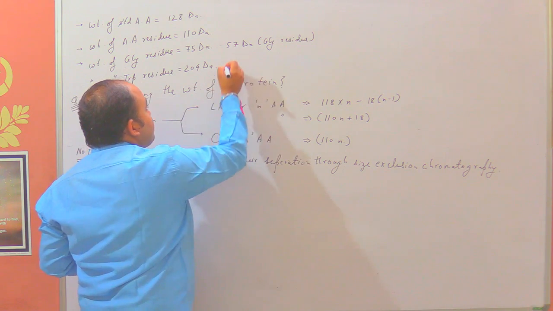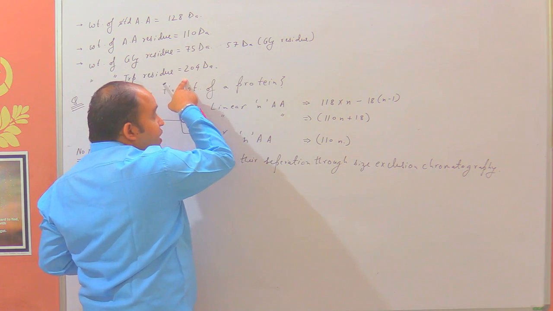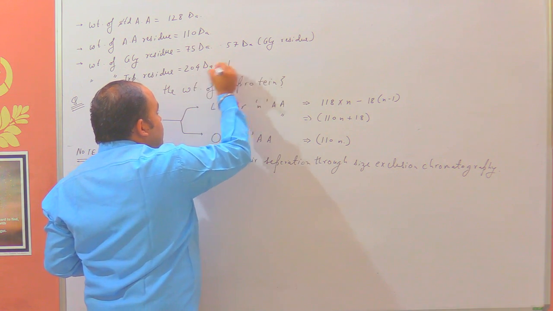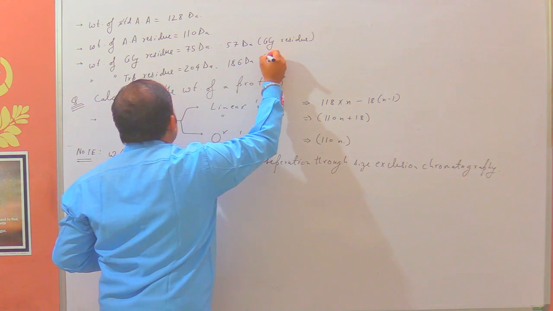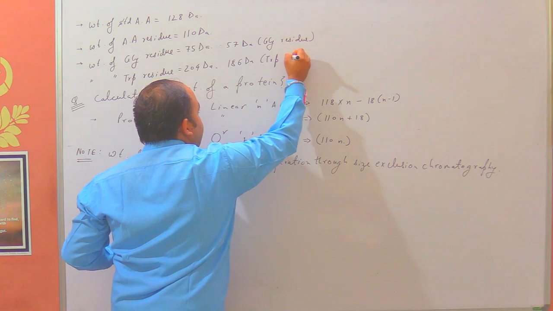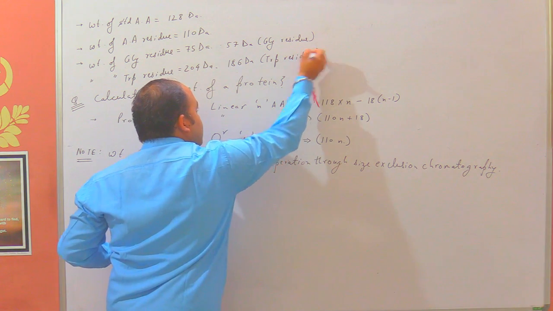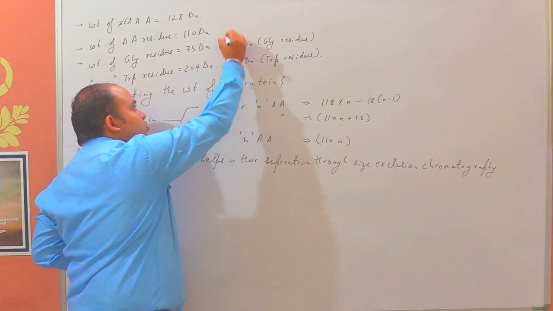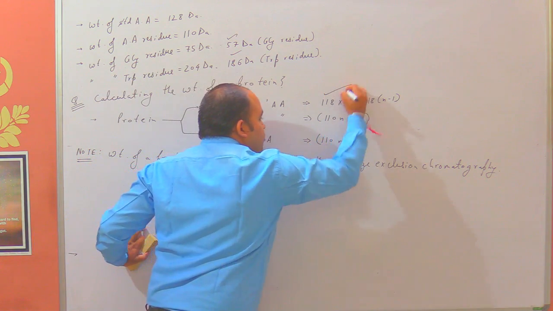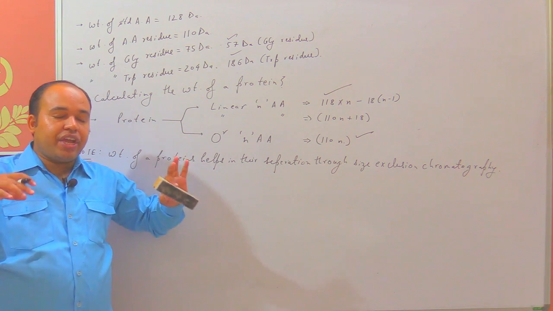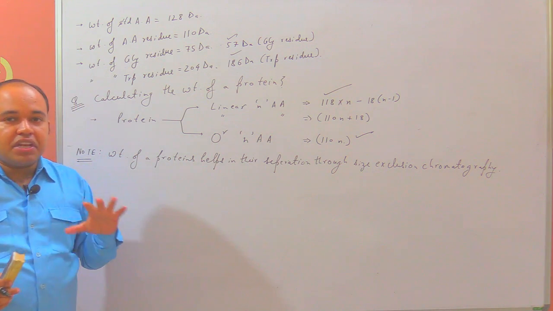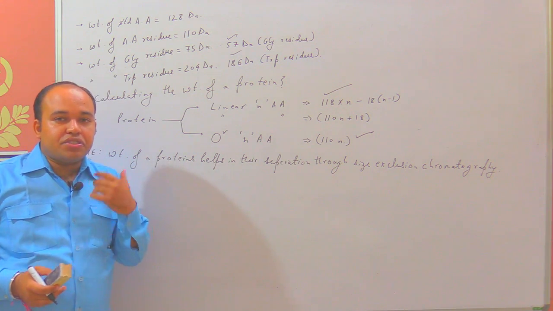And in the case of tryptophan, again you have to subtract 18, so 186 Dalton in the case of a TRP residue. So you can take these values and utilize the same formulas for calculating the weight of an amino acid residue chain in the form of a circular protein or the linear protein while solving your questions. You can solve your questions.